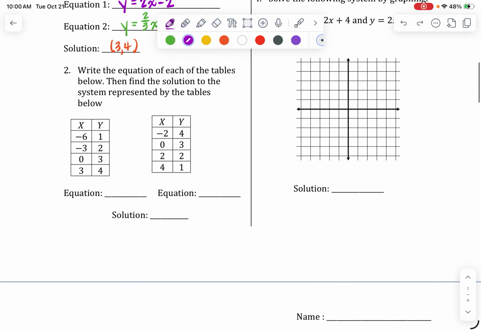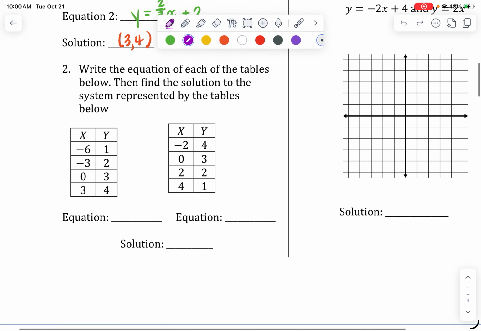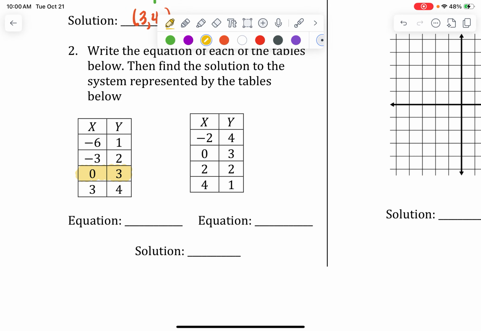All right, number 2, instead of giving you the actual graph of the lines, they're giving you a XY table for each line. So we're going to basically do the same thing. So we're going to find the slope, we're going to find the y-intercept, right? Luckily for us, the tables that we give you guys are pretty friendly. So for example, I know that 0, 3 is the y-intercept, right? Which is very nice. I don't have to go figure that out, right? And I happen to notice over here, they also give me the y-intercept, and it's also 3.